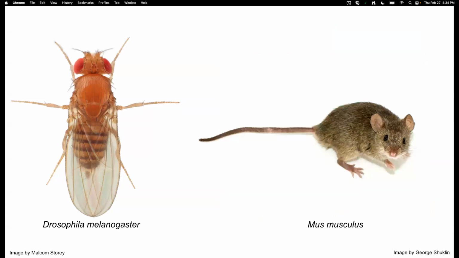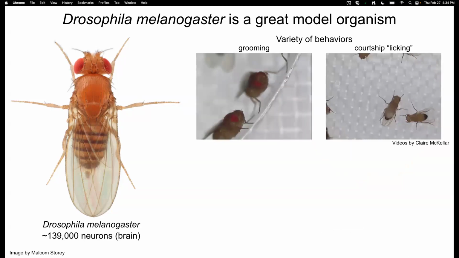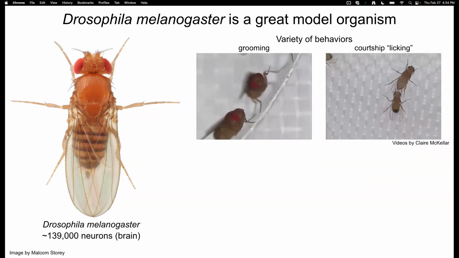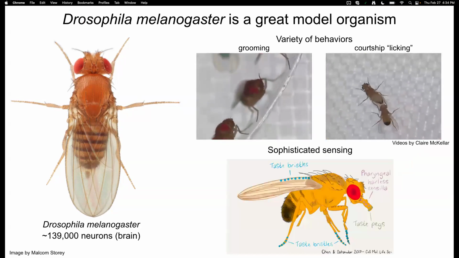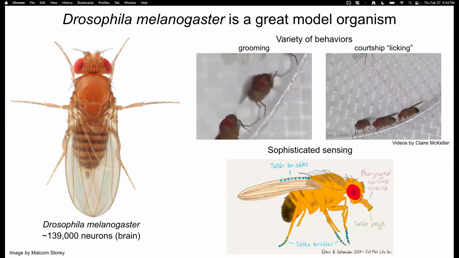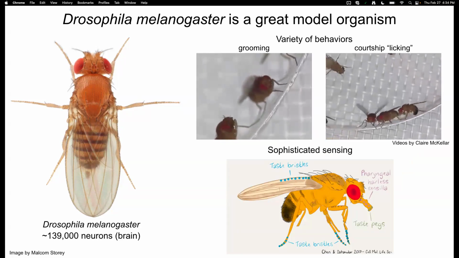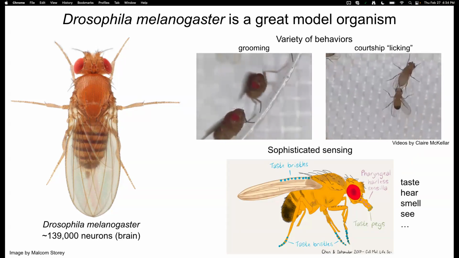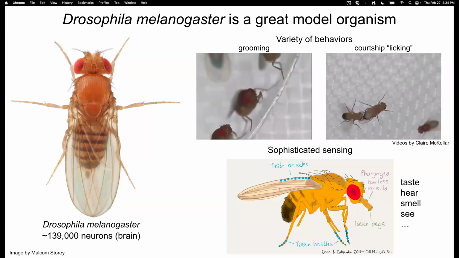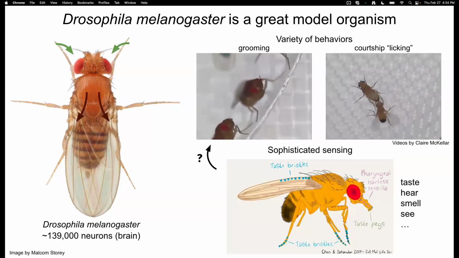And another benefit of it is that compared to other model organisms, such as mouse, it has a fairly small brain. So with 139,000 neurons, we can now map circuits that span the entire brain. And despite its small brain, Drosophila has a wide variety of complex behaviors that are well studied and described. And it has a wider range of sophisticated senses, such as it can taste with its feet, and it can, of course, also hear, smell, and see with those big eyes. So one big question is how these senses are integrated in the brain and give rise to these complex behaviors.